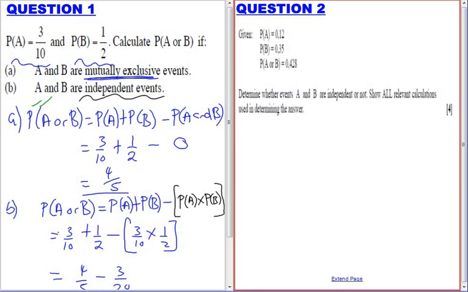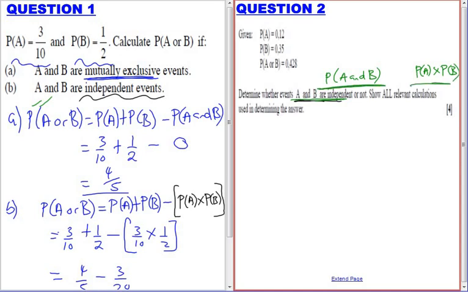Well done if you tried it. So now let's answer it together and see what's going on here in question 2. So you're supposed to determine whether events A and B are independent or not. So what it means is that you have to find the probability of A and B. That is what you have to find. So that if you find it, you compare it with the probability of A times the probability of B. So those are the two you would like to compare.